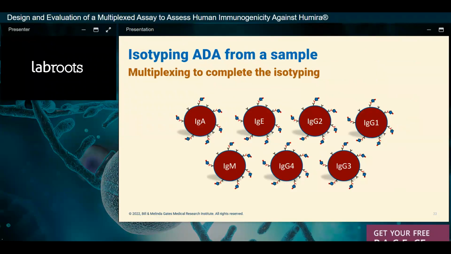So in this case, we took Luminex beads that were already coupled with all of the different isotype antibodies. So there's a different bead set for each individual isotype and subclass. And these were multiplexed together. So when you take these purified anti-drug antibodies, you put them in this multiplex, we can tell exactly what isotype there are and if there's a mixture of more than one. So we can determine that.